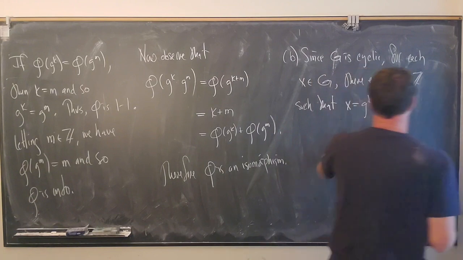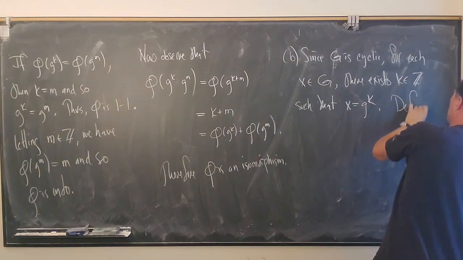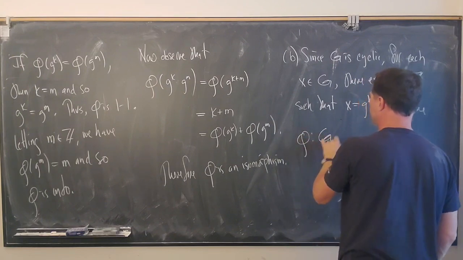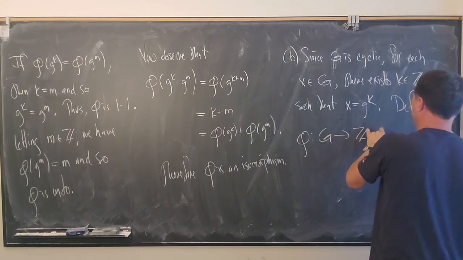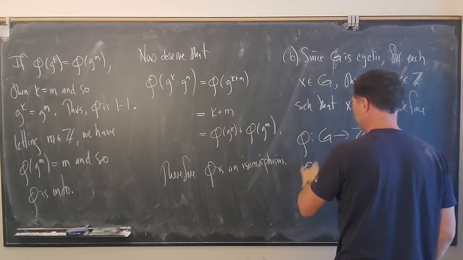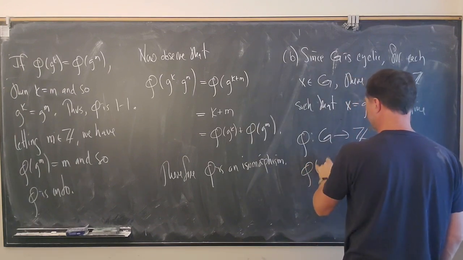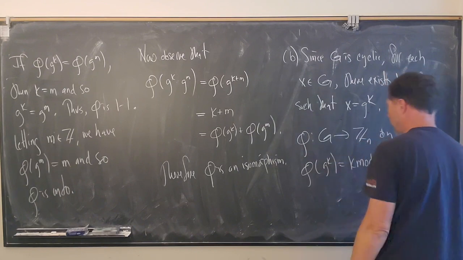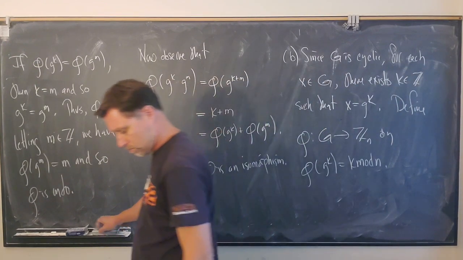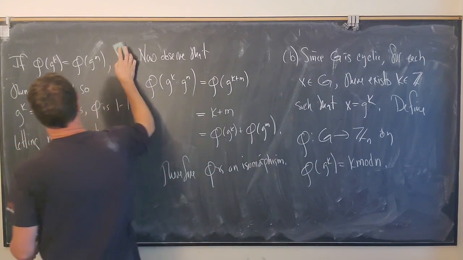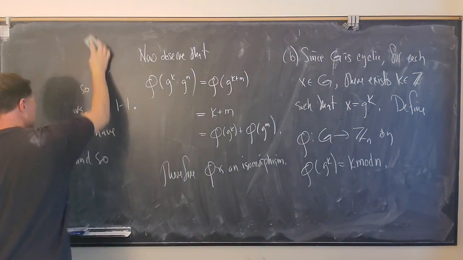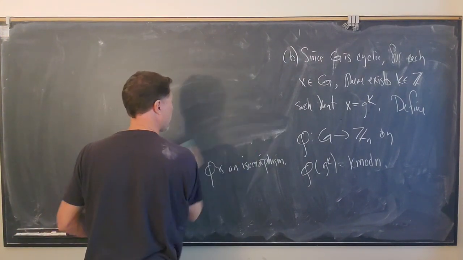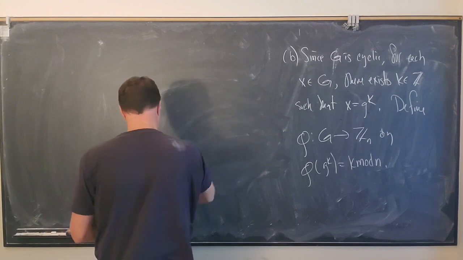So let's define phi from G to Zn by, well, we've got to do the obvious thing. Phi of g to the k is equal to k mod n. Now, the first thing we have to do is show that this function is well defined, and since we don't have uniqueness of representations, it's going to take a little bit of computation.